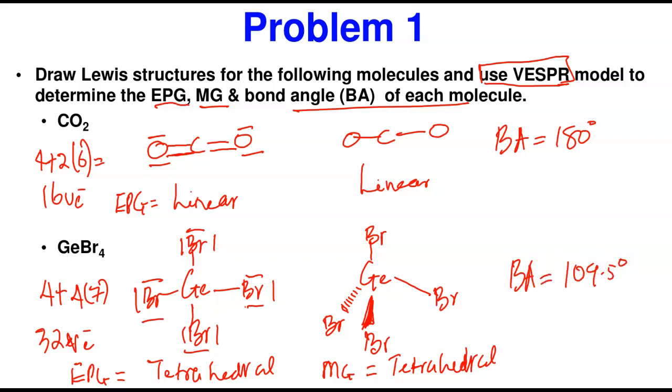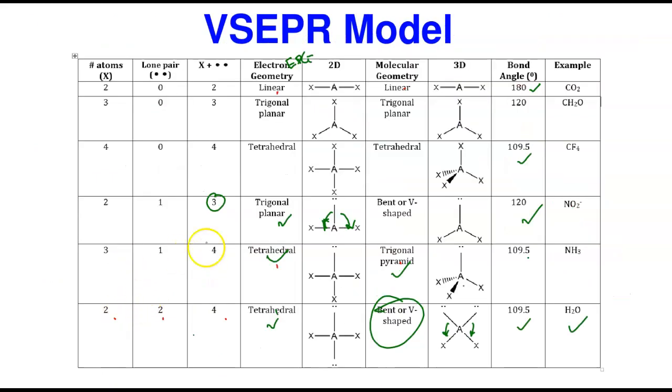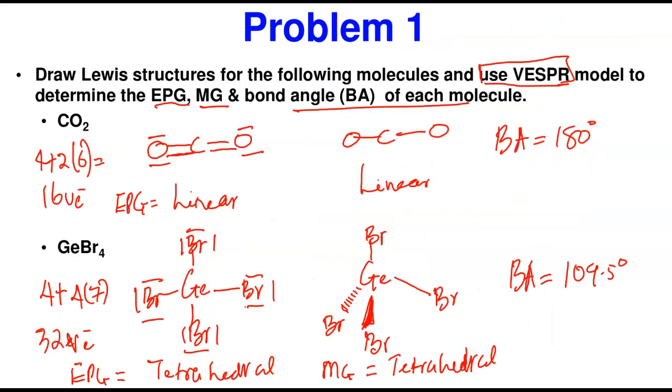And you're going to find that out here. There are 4 things attached to it. So the name of this is tetrahedral. And this is exactly what we have here. A good example is what I have in there.